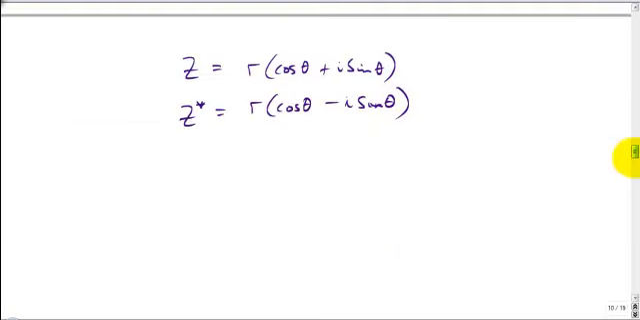Likewise, remember the Euler relationship. We said that we could write this as equal to r e to the i theta. Now z asterisk, of course, is r e to the minus i theta, because that's what this corresponds to here. And we said that e to the i theta is cosine theta plus i sine theta, e to the minus i theta is cosine theta minus i sine theta. So this is a complex number, and this is its complex conjugate.